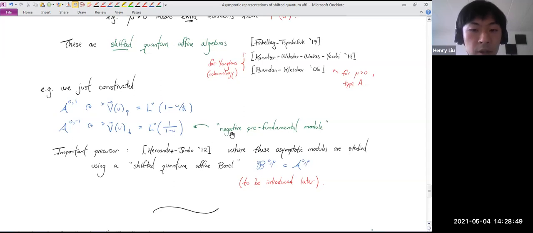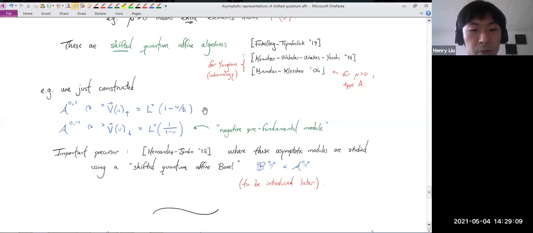They also have a notion of the positive pre-fundamental module, which for us will be obtained from V up by some kind of induction process, and we'll see that later. Right now for us, V up arrow is kind of not interesting. It really just is the trivial module for the one shifted quantum affine SL2.